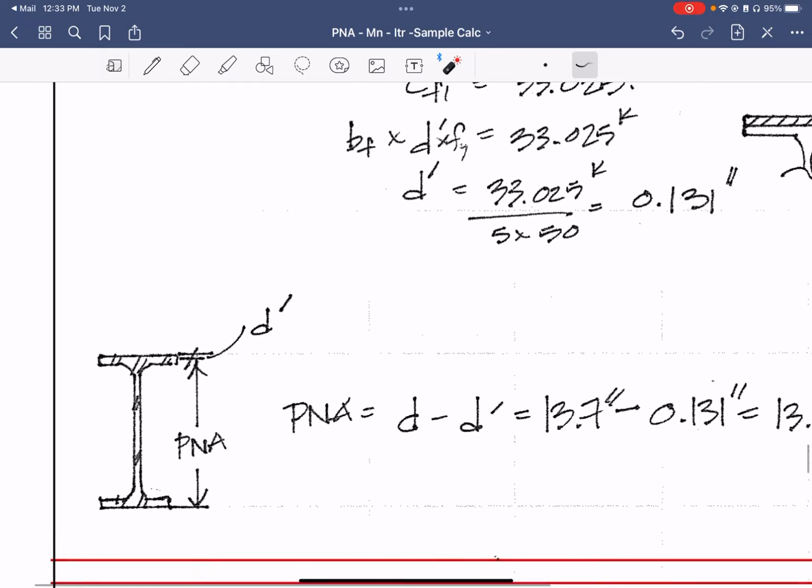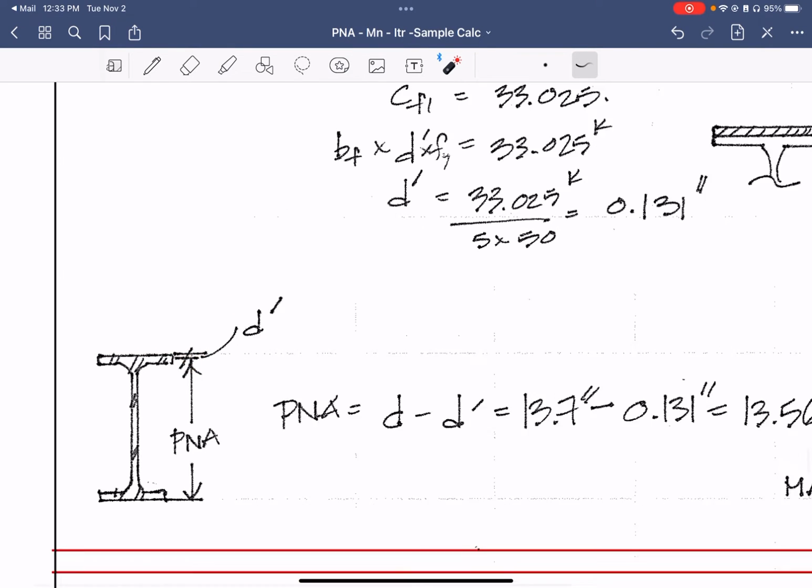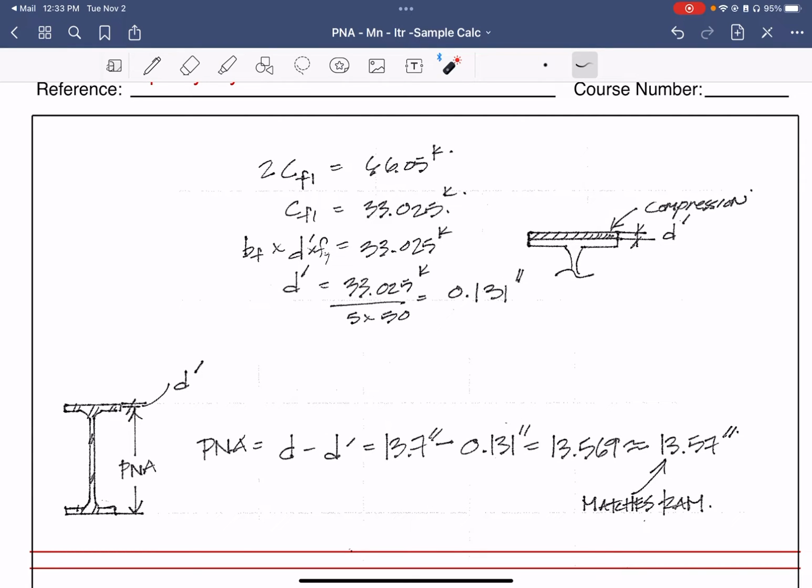So your PNA then is going to be a little short of that. And remember, you have your concrete, right? Right here we have 2 of F1 equal to 66 kips, and CF is equal to 33. So when we have the BF of the flange times the D times the FY, we get the 33. When we're solving for this, we can find the equilibrium to find out, in this case, what D prime is. And D prime is 0.131.